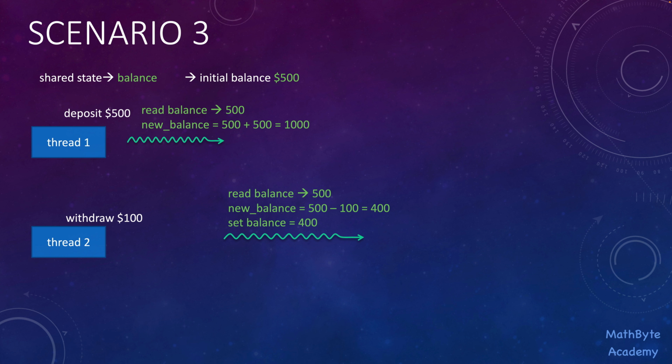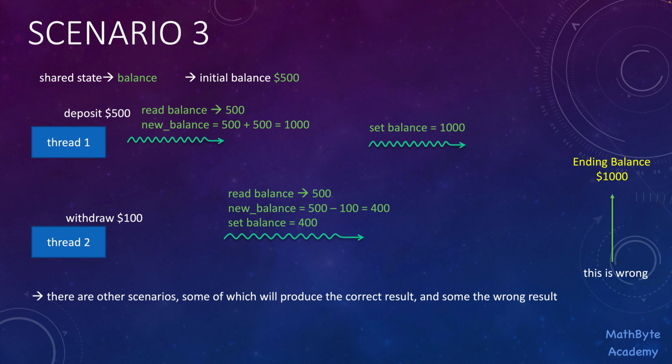So now the balance is 400, right? And then the top thread runs and sets the balance to 1,000 because it finishes running things. So now the ending balance is 1,000. And again, that is wrong. Now there are other scenarios as well, some of which will produce the correct result and some the wrong result.